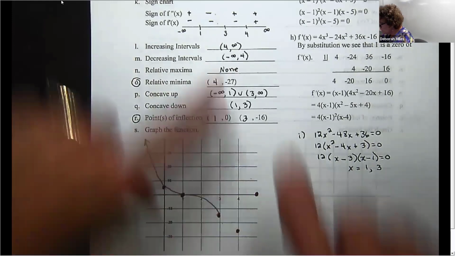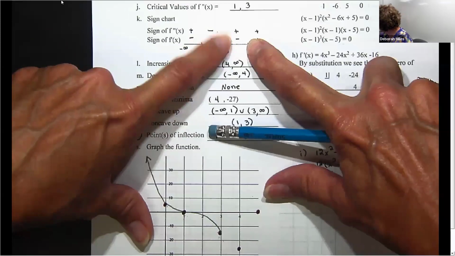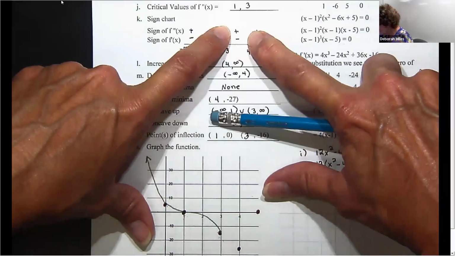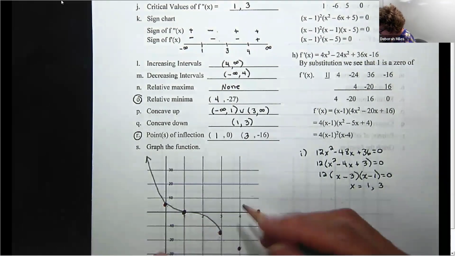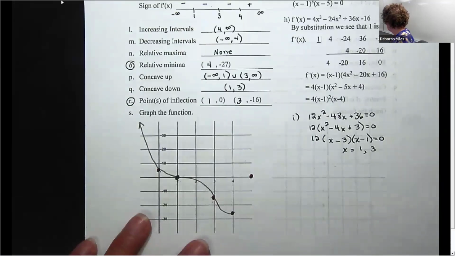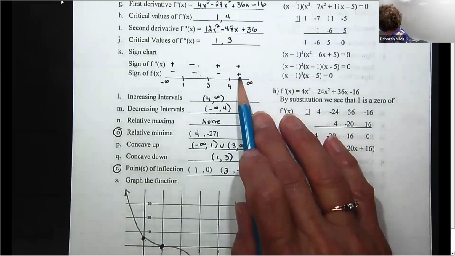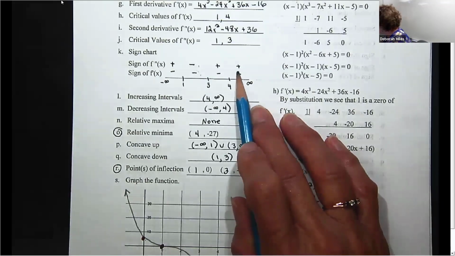What about 3 to 4? Again, I'm looking at my sign chart. I'm saying the function's decreasing, but concave up. I'm going to make it look decreasing, but concave up, so that the point 3, -16 looks like a point of inflection where the concavity changes. And then from 4 to 5, the graph is increasing and concave up.